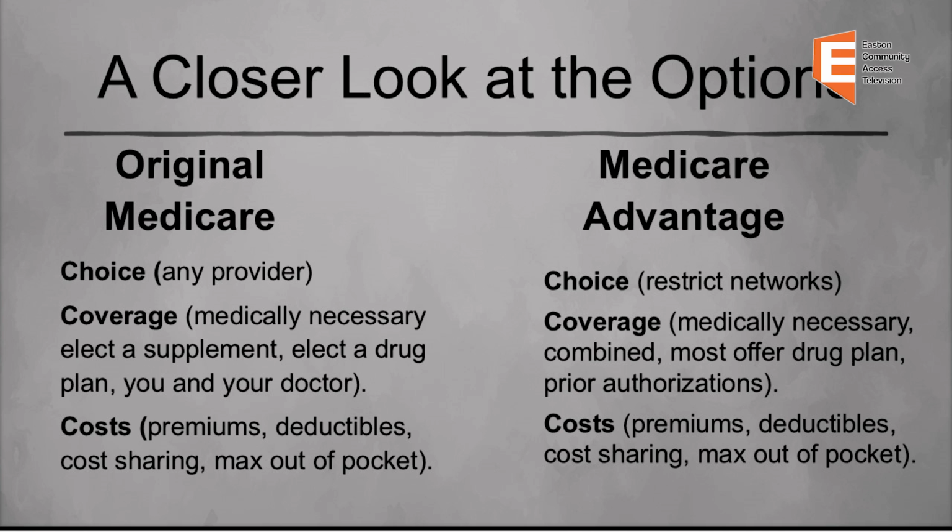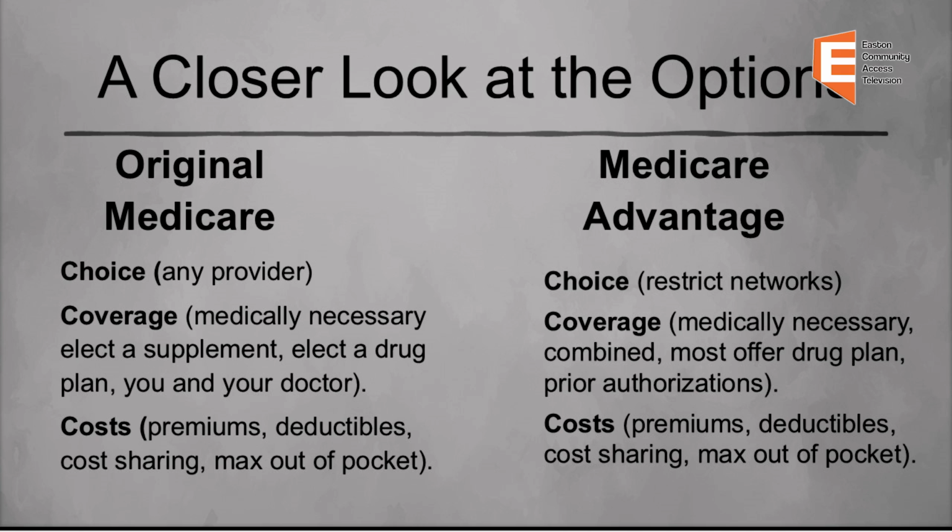Now, many plans set that maximum out-of-pocket lower. So this is why it's important to shop. And also with Medicare Advantage, you're going to see that drugs in Medicare Advantage are also capped at $2,000. So that essentially is a closer look at the options.